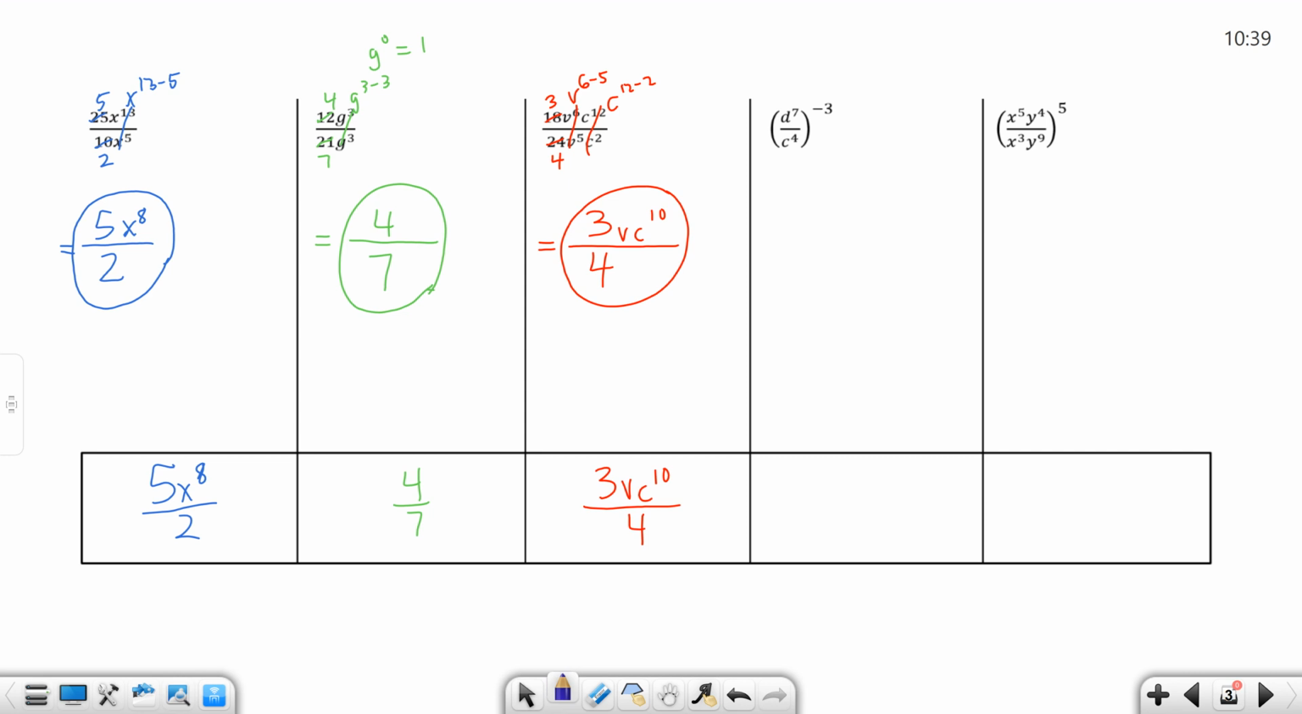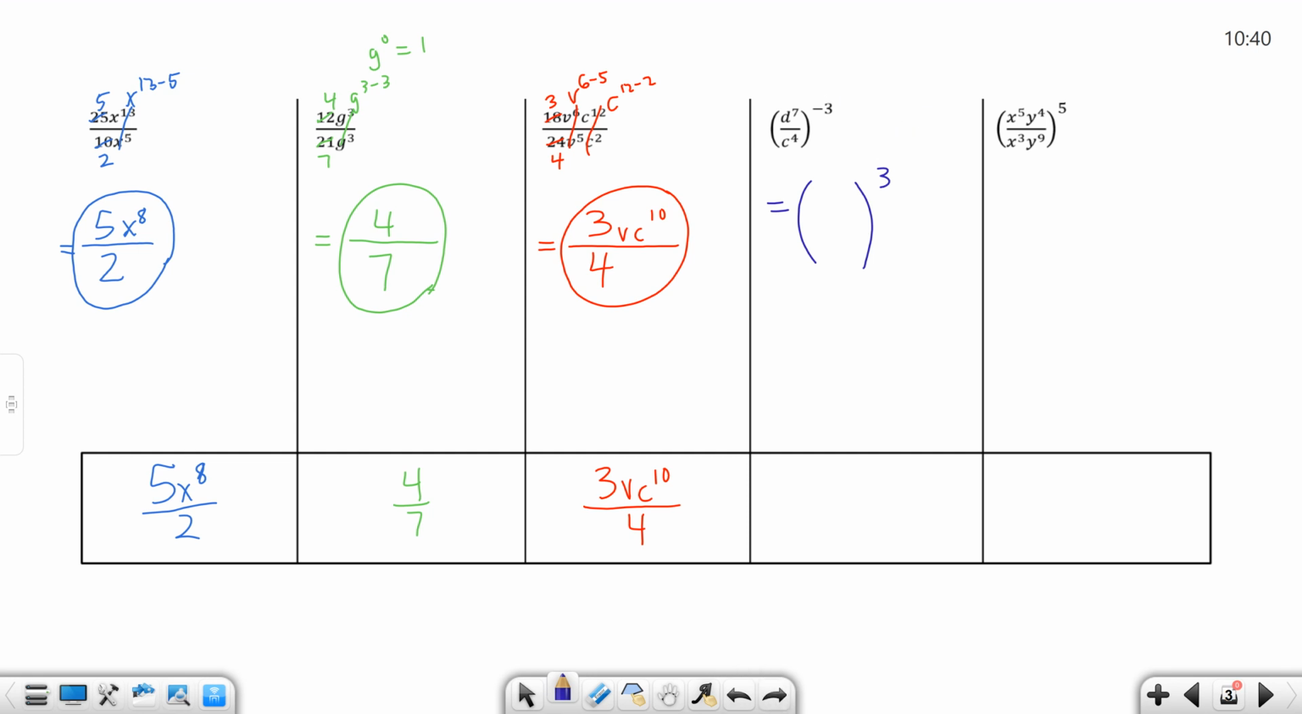So the next one has d to the 7th over c to the 4th, and it's in parentheses to the negative 3 power. If it's in parentheses, that means that everything in the parentheses gets raised to that power, right? So that means I'm taking this negative and applying it to this and this. What does a negative exponent mean? It means if it's in the top, put it in the bottom, that's numerator to denominator. Or if it's in the denominator, move it to the top of the numerator, right? So I'm going to rewrite this fraction to the positive 3. When I go from negative to positive, I flip it. The fancy math word is reciprocal, okay?